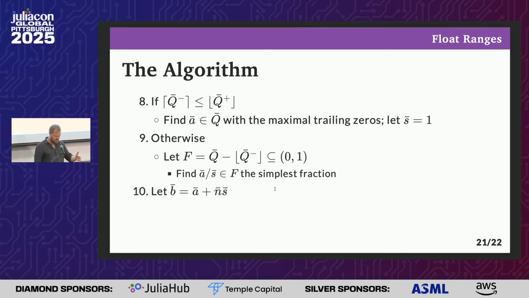We pick a to be the nicest integer in that interval. Again, we say that a bar is an integer and s bar is 1. Otherwise, we have this q minus and q plus. This q interval doesn't contain any integers, and we take the fractional part here. That f should have a bar, but it doesn't matter. We find the simplest fraction in there. I actually think this is equivalent to finding the simplest fraction in the q interval, but it's easier because the numbers are smaller. So that's what we do.